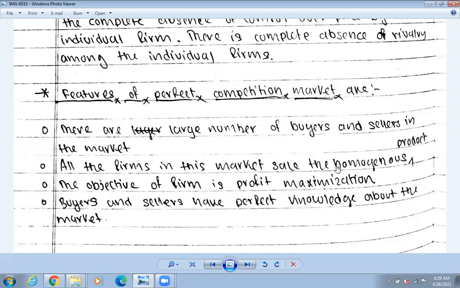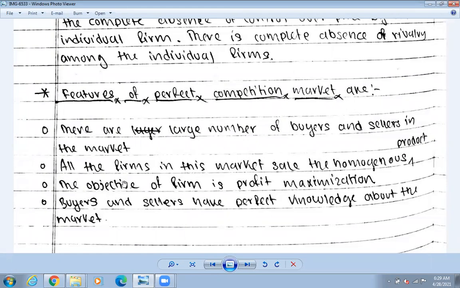They must sell the homogeneous product, and then they are called the perfect competition market. The objective of the firm is profit maximization. So what can be done is to maximize profit. Every organization is opened for the same purpose, that is profit maximization. It is opened in order to earn profit.